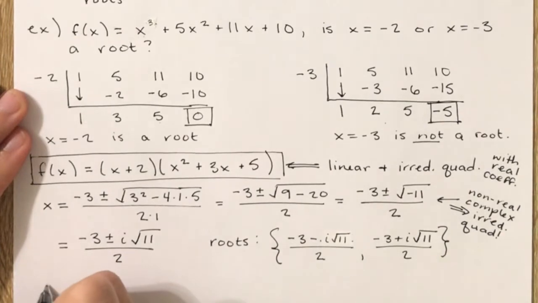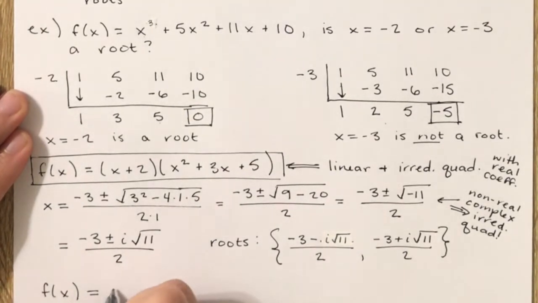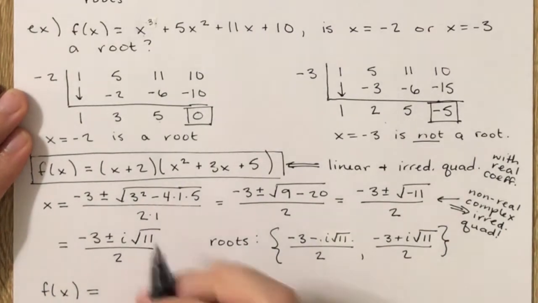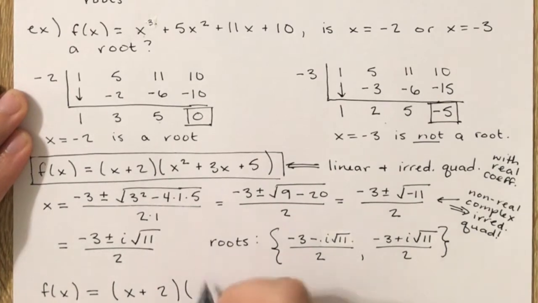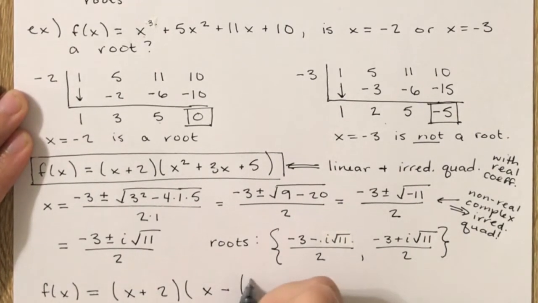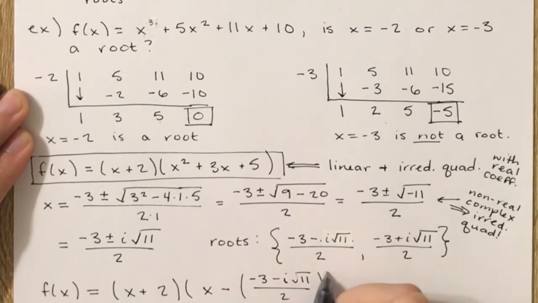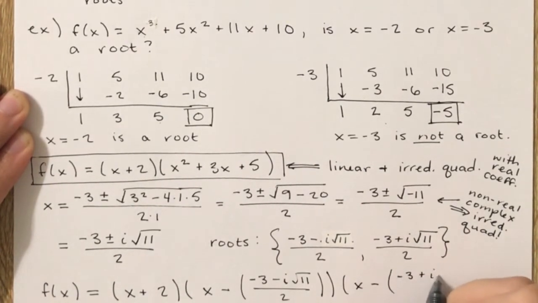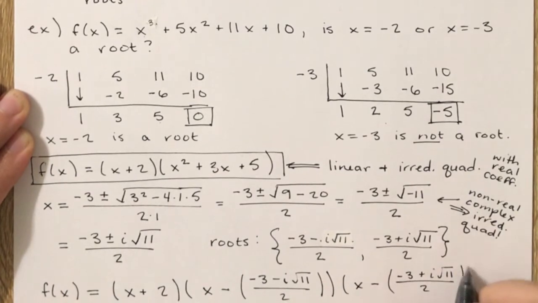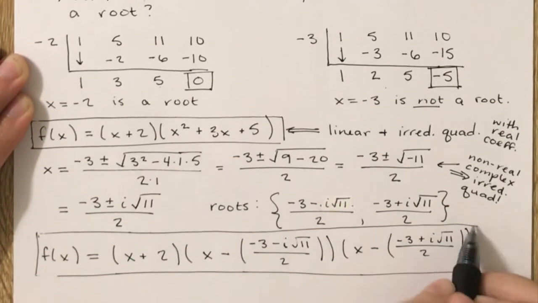So if we wanted to write f of x completely factored, right? So as a product of just linear factors, regardless of whether the coefficients are real or non-real complex roots. We have our first root of x plus 2. Then we have one root of x minus -3 minus i times the square root of 11 over 2, and -3 plus i times the square root of 11 over 2. This is a product of linear factors with complex coefficients.